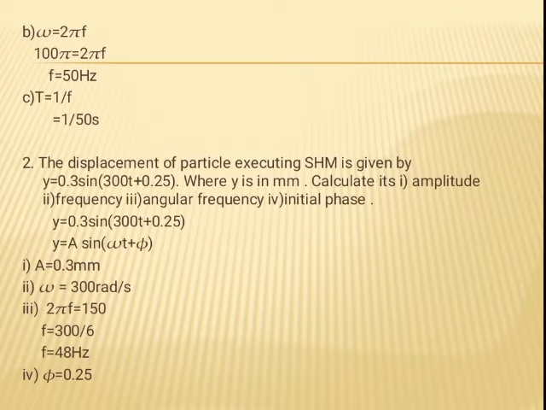So 2 pi f is equal to omega, and your omega value would be equal to what? 300. So 150 should be replaced by 300. Please make a note of this. Your 150 should be replaced by 300. Now 2 pi f is equal to 300.